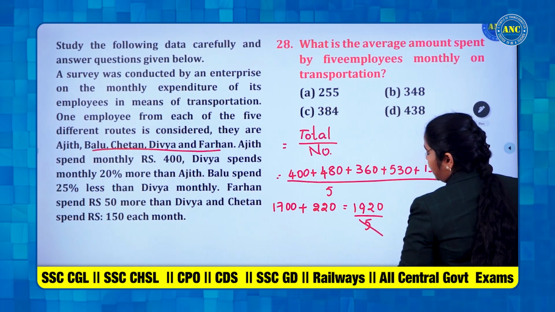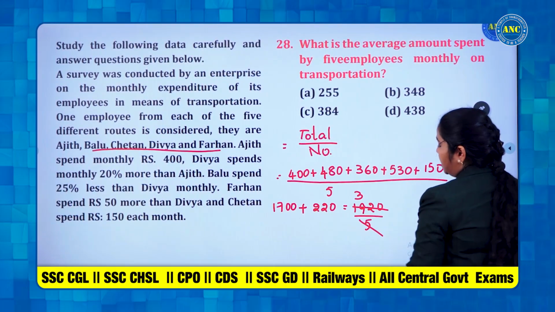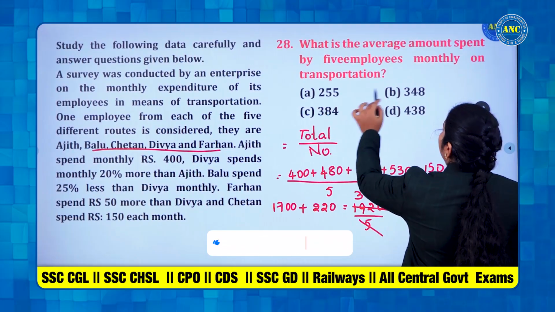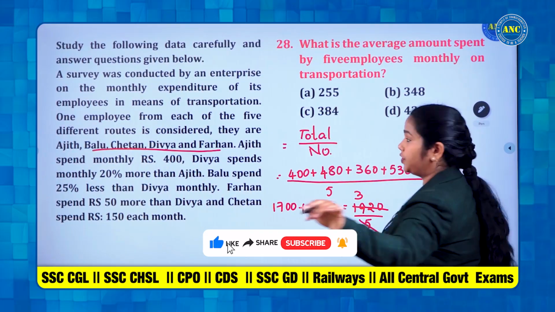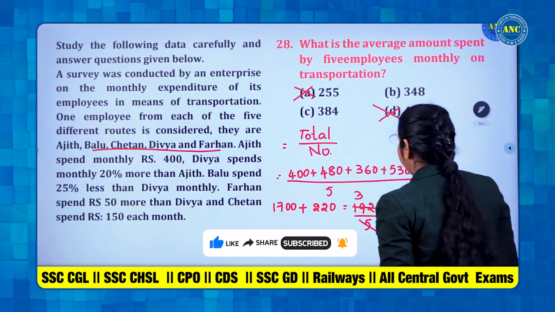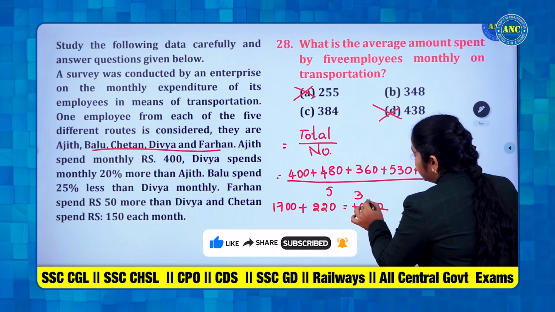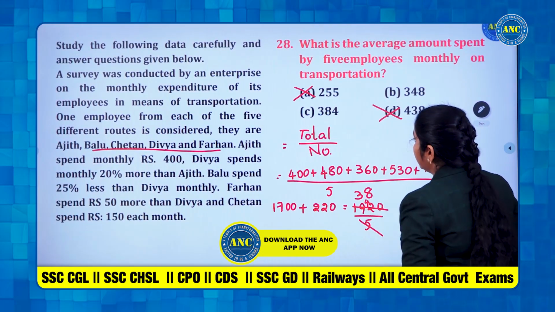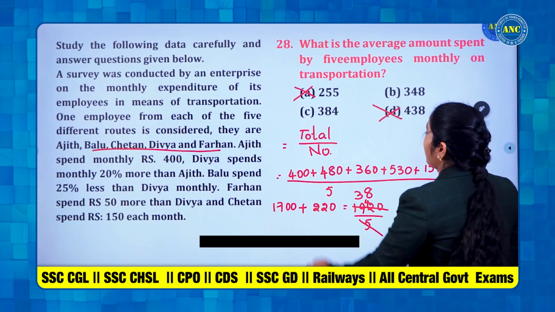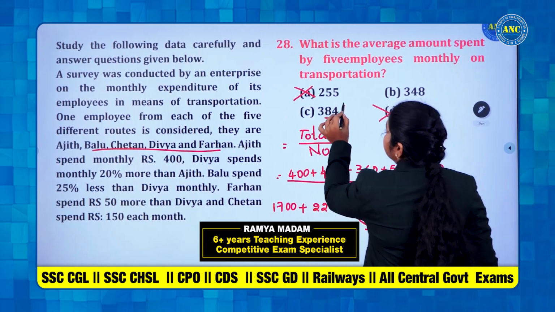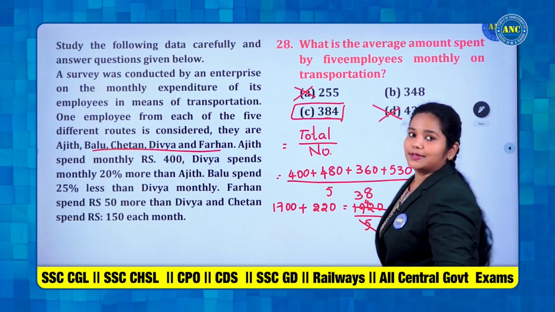Now, 5 3s are 15. See the options: option C and option B both start with 3, so option A and option D are cancelled off. How much is remaining? 4 is remaining. 5 8s are 40. Only option C has 8 after 3. So option C is the correct answer.